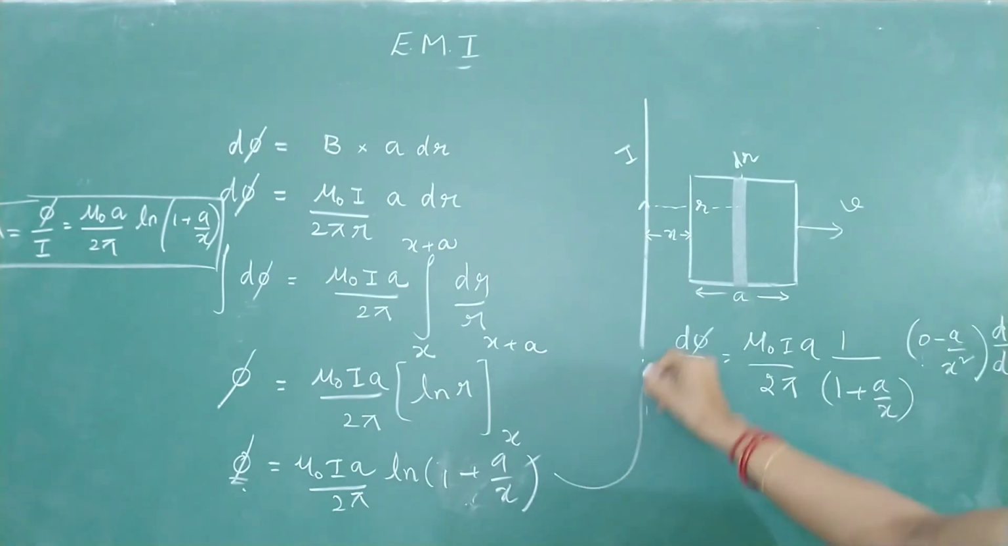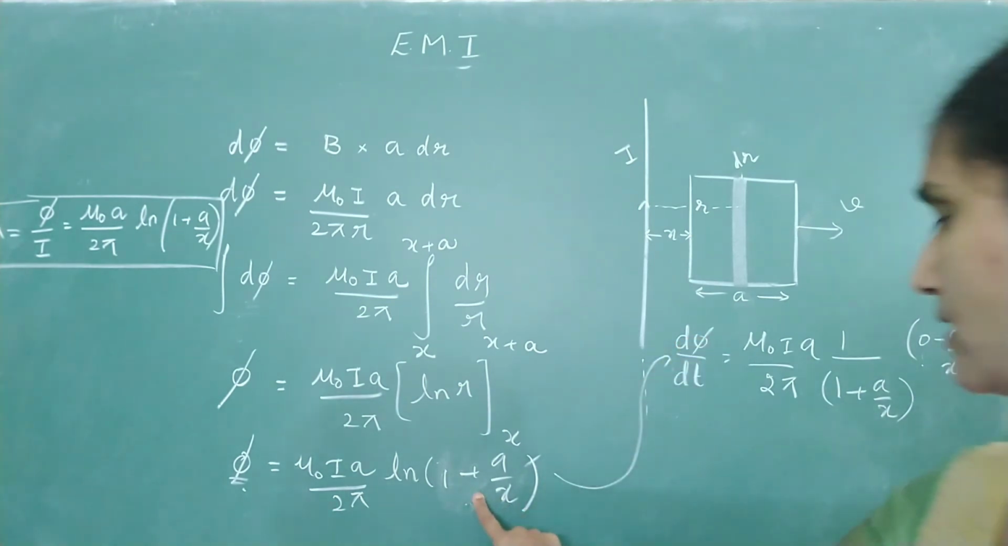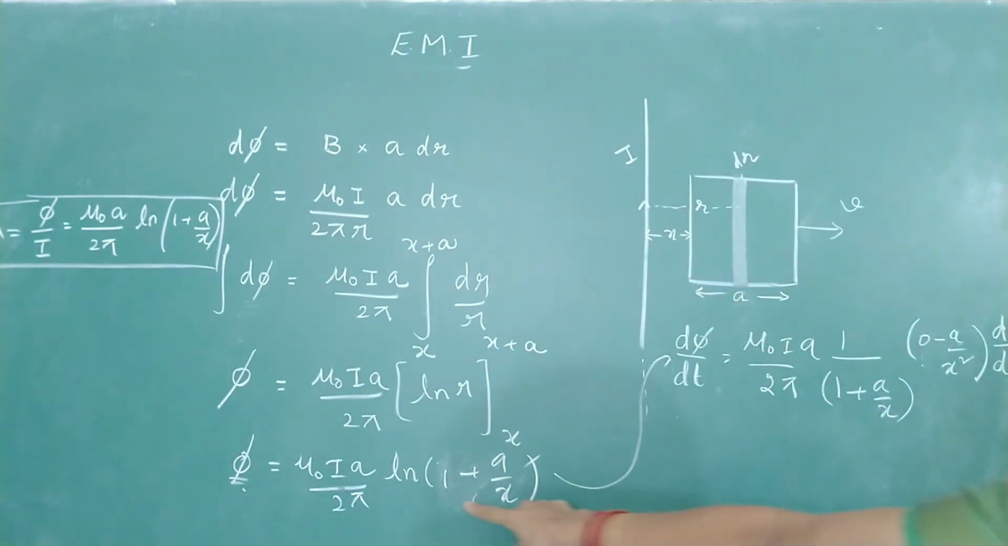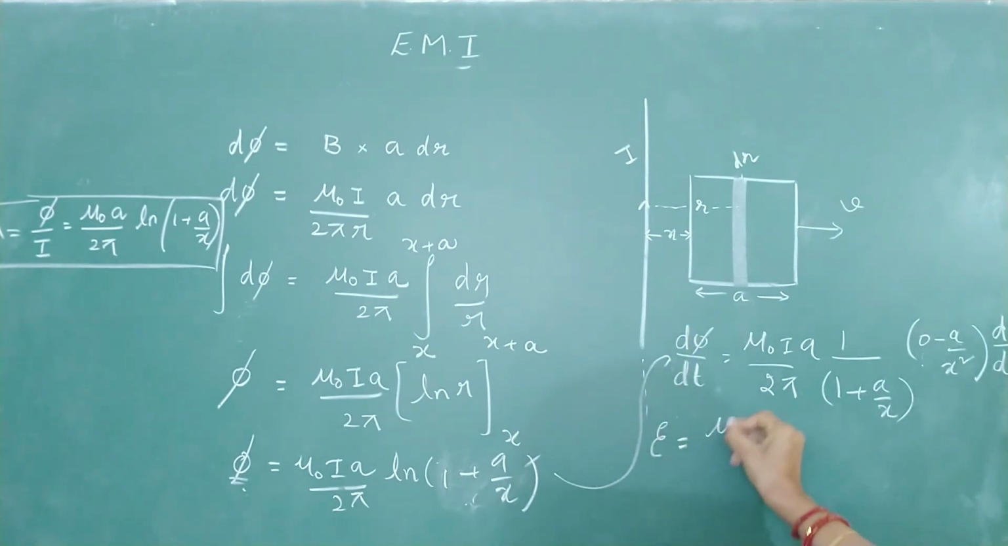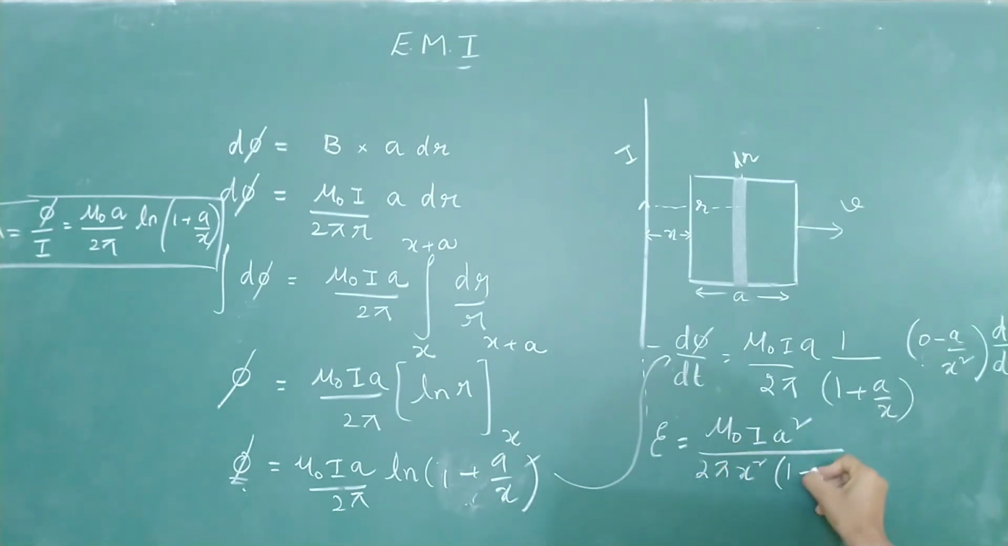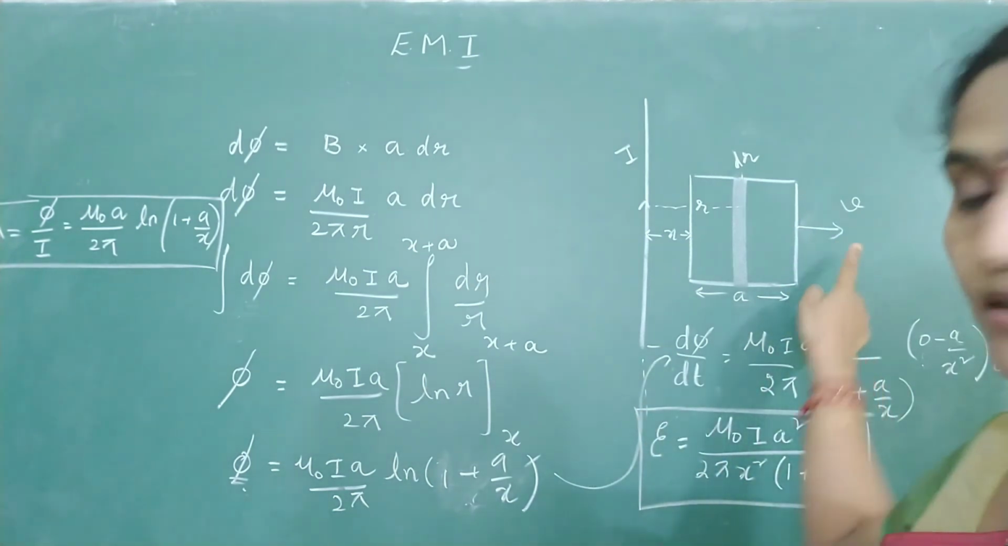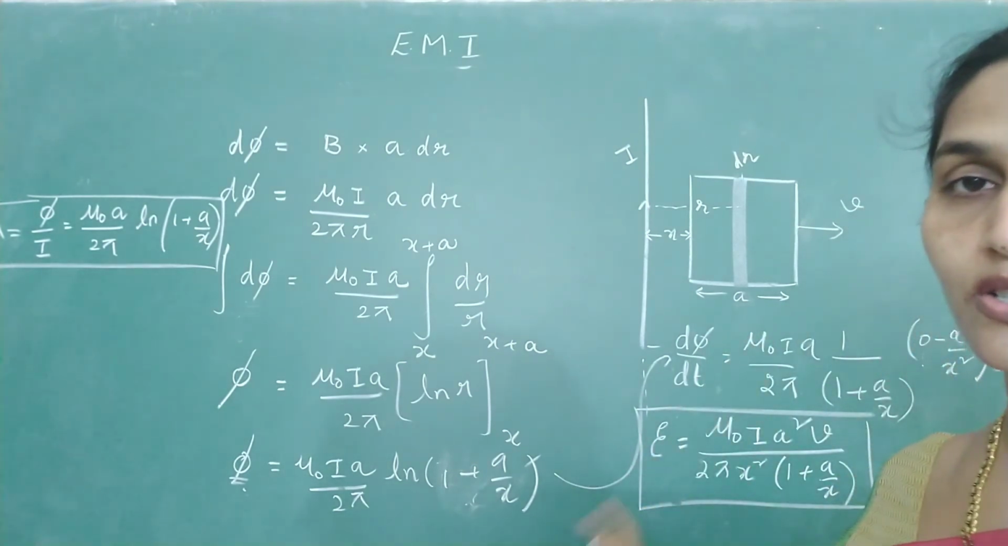See, I have differentiated this relation to get the induced EMF. If mutual inductance is asked, phi by I will give you mutual inductance. If they ask you for the induced EMF, I have differentiated the relation. After differentiating, what is your induced EMF coming out to be? Minus sign also I will take out common. Mu naught I, A into A becomes A square, by 2 pi x square into 1 plus A by x. Dx by dt is nothing but V. So this gives you the EMF induced. If the speed of the coil is constant, then induced EMF is given by this relation.